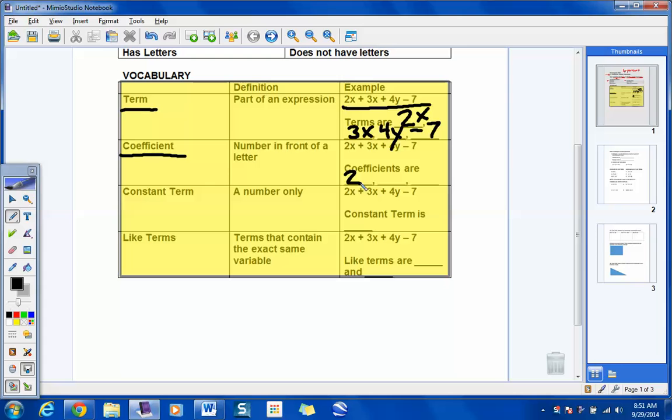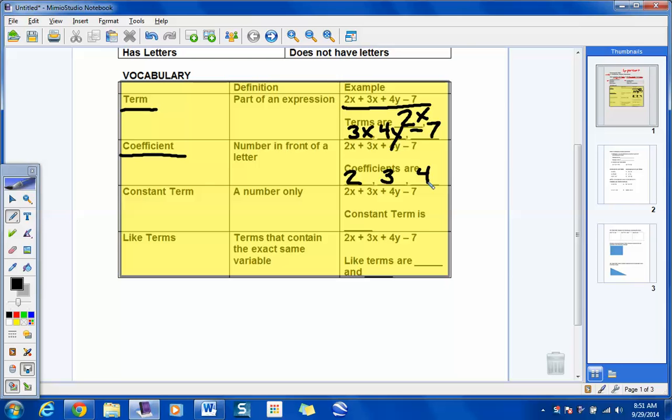2. How about the coefficient on the 3x? What's that? 3. And then we got a 4y up there. Do we know the coefficient for that? Just a 4. It's the number right in front of a letter, okay? So the 2 times x, how many x's do you have? Coefficient just tells you how many of a variable you have, okay?